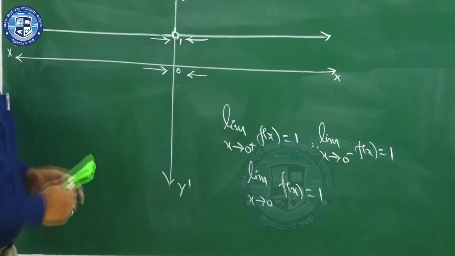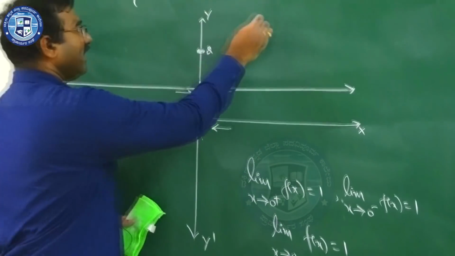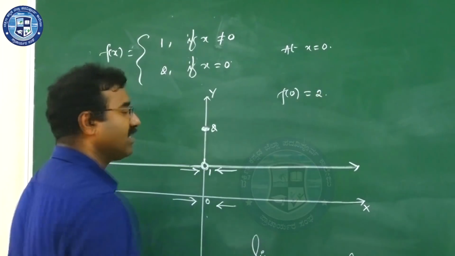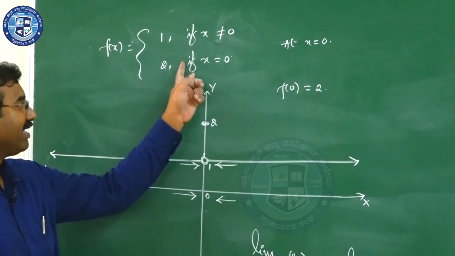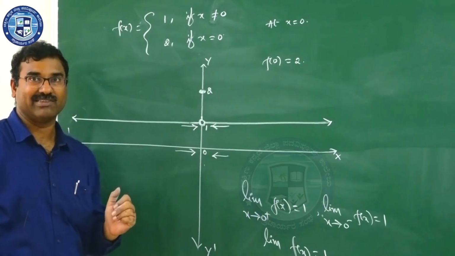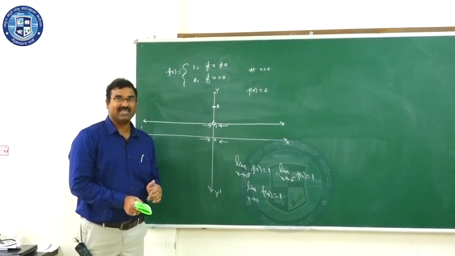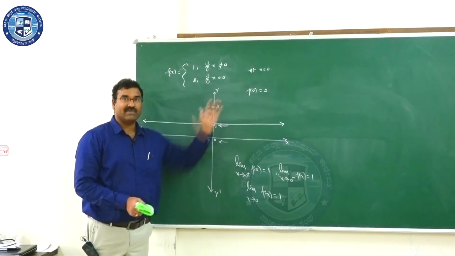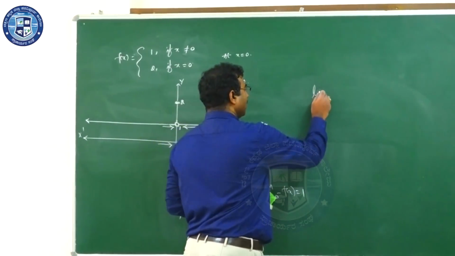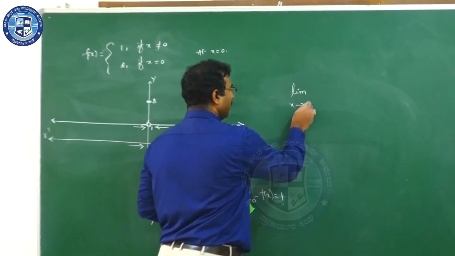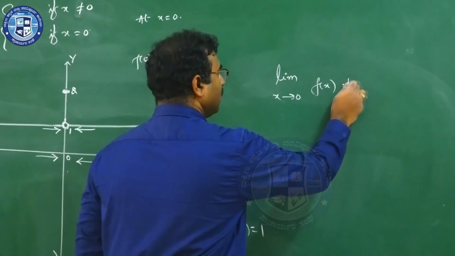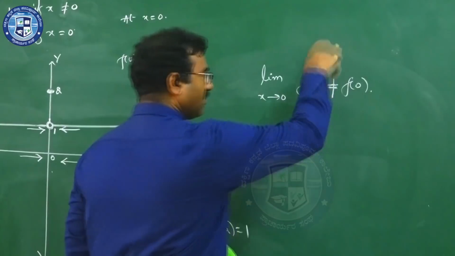But what about its functional value? What about f of 0? They clearly mention f of 0 is 2. F of 0 value is 2. You got limiting value and you got function value, but they are not equal. Limiting value is there, function value is there, but they are not equal now. See that limit x tends to 0, f(x) is not equal to f of 0.